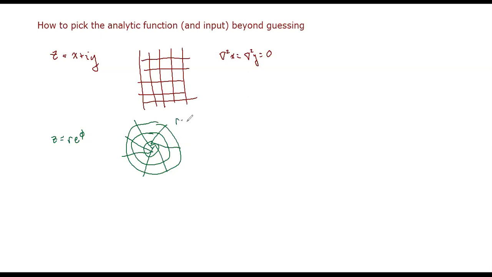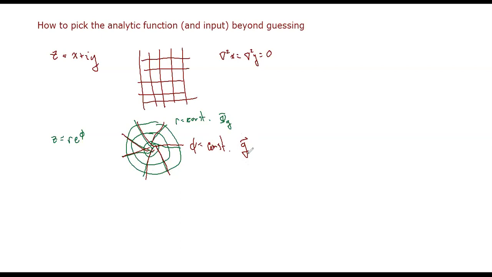parts. But we have r equals constant, and, oops, I drew that way off. So r equals constant would be these rings, and then theta equals constant, or phi equals constant as I've written it, are these lines. And this looks like gravitational field lines and gravitational potentials. Okay. So those are both good places to start with, good inputs.